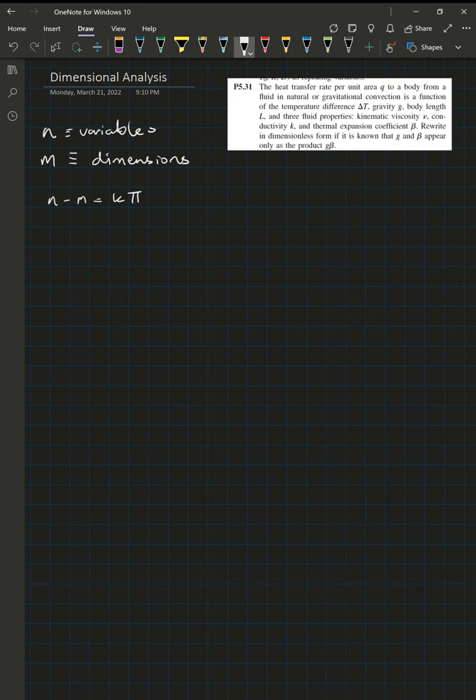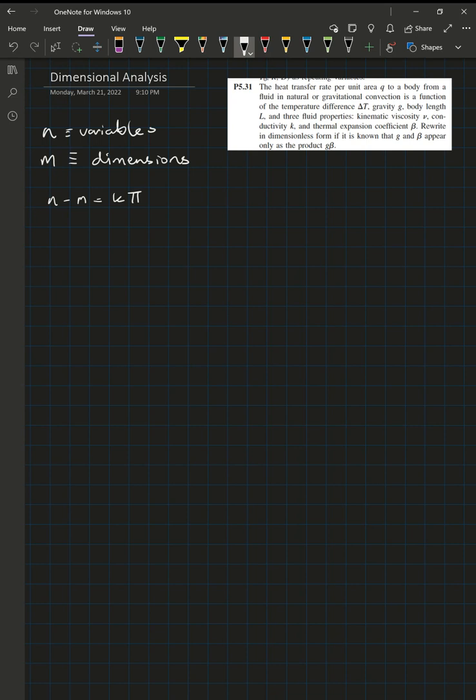In order to determine this, we're going to go through this problem here. It says the heat transfer rate per unit area Q to a body from a fluid in natural gravitational convection is a function of the temperature difference delta T, gravity G, body length L, and three fluid properties: kinematic viscosity, conductivity, and thermal expansion coefficient. We're going to rewrite it in dimensionless form with the understanding that G and beta appear only as the product G times beta.